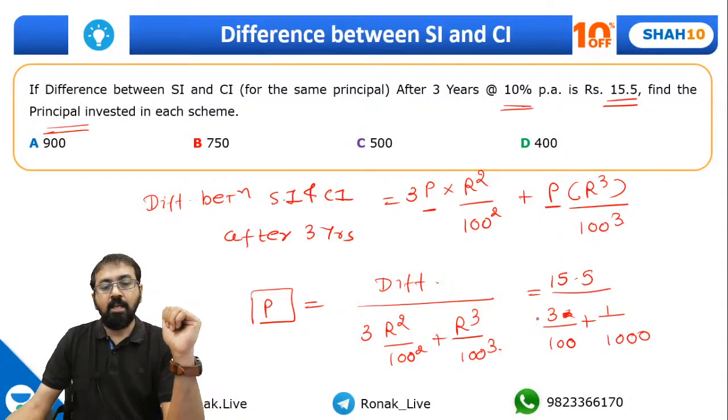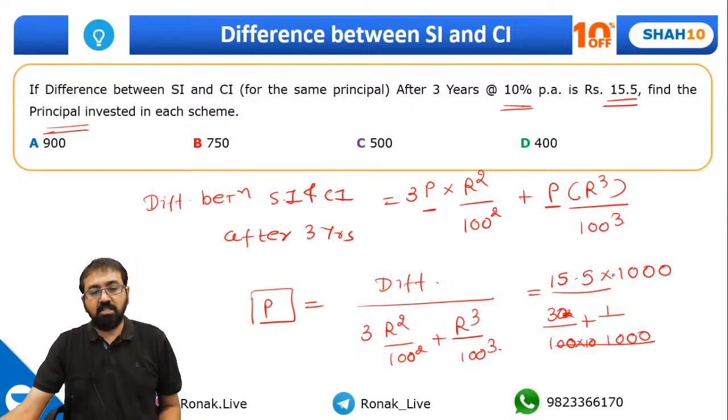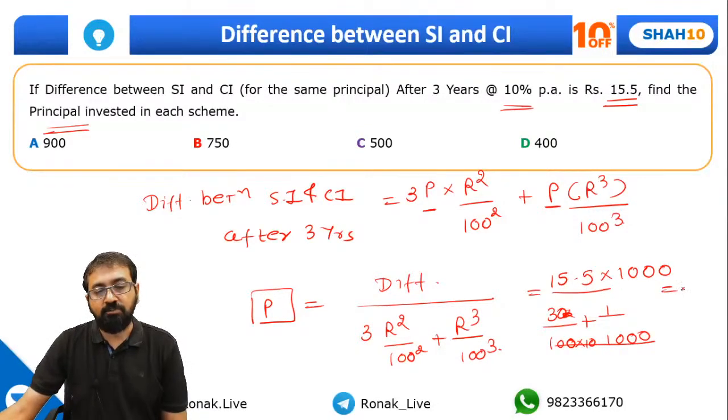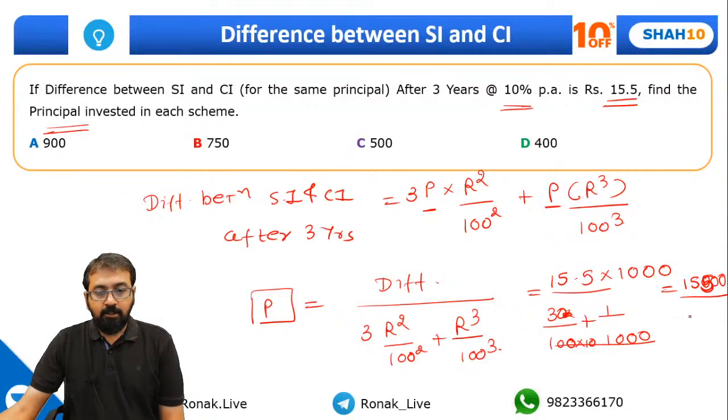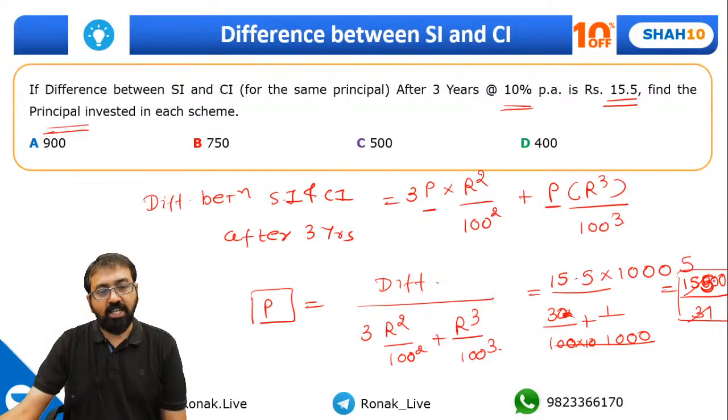Correct? Now how are you going to solve this? So multiply both numerator and denominator by 1000. And this power will go over here in the multiplication. So this will come out to be 15,500 divided by 31. 15,500 divided by 31. 31 5s are 155. So can I say it should be 500 rupees?